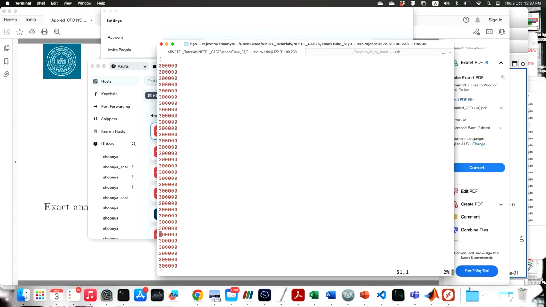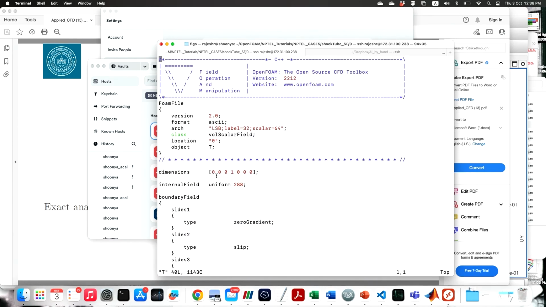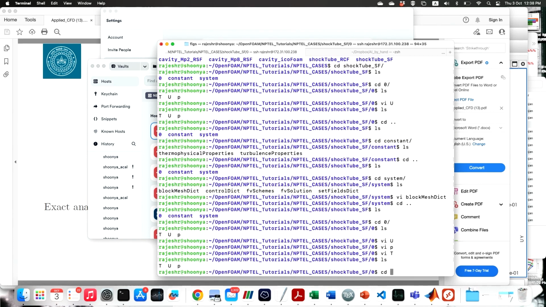We have given a distribution with a ratio of 10, so like 30,000 to 300,000. These are the pressures because we are solving it in a dimensional manner. Then you go to temperature. The temperature also you do not have to give anything.